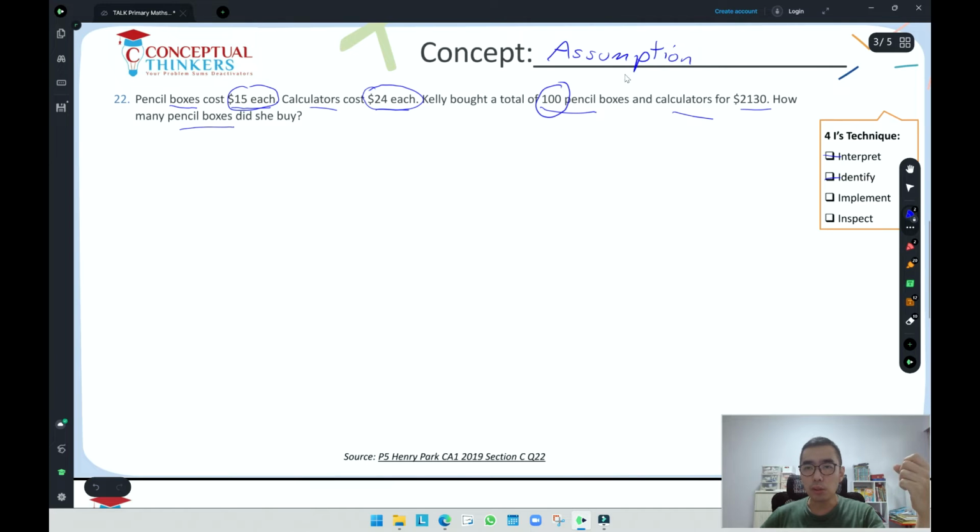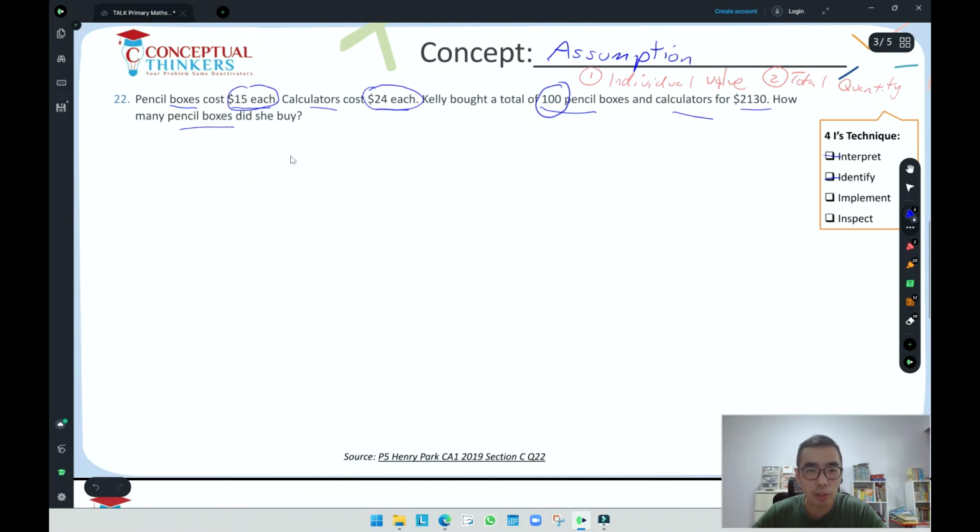So in order to use the assumption method, there are two things that we have to look at. First thing, they must tell you the individual value. Let me just write down here, individual value. The second thing that they need to tell you is the total number, the total quantity. These are the two pieces of information that you need to see from the question in order to know that it's an assumption question. So let's go through the methodology.